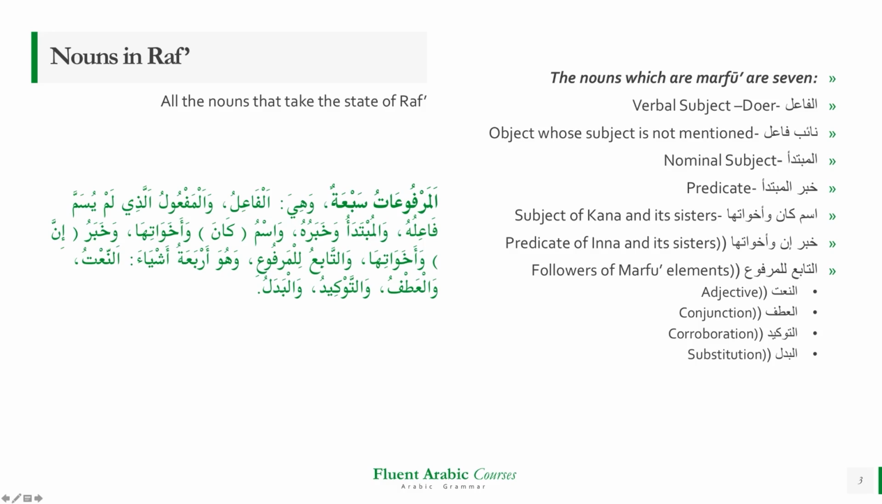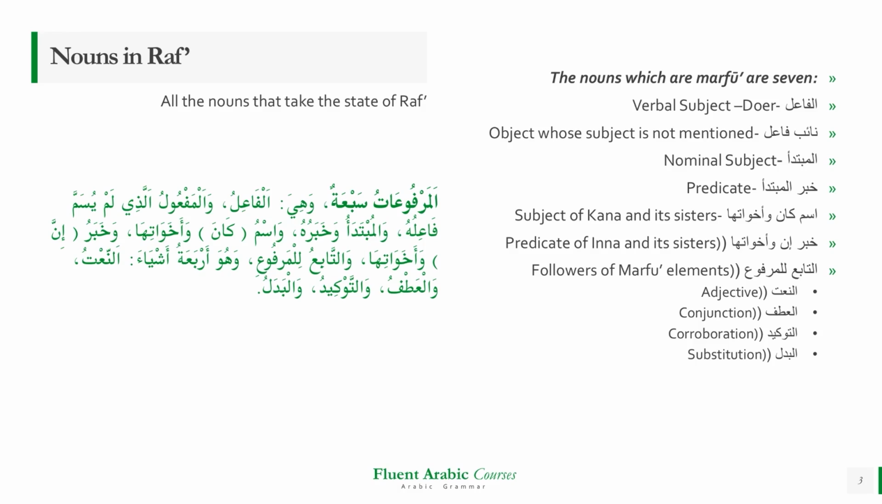And finally, we have the tabi' lil marfu'. What is meant by the tabi' lil marfu'? These are nouns which are marfu' because they are following another noun which is also marfu'. This is the tabi', something that follows. So what are these marfu'at which are following other nouns? These are 4 types. An-na'tu, which is the adjective. Al-atfu, which is the conjunction. At-tawkid, which is corroboration. And finally, we have the badal, which is substitution.